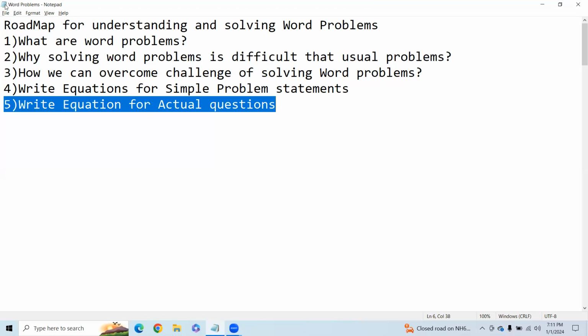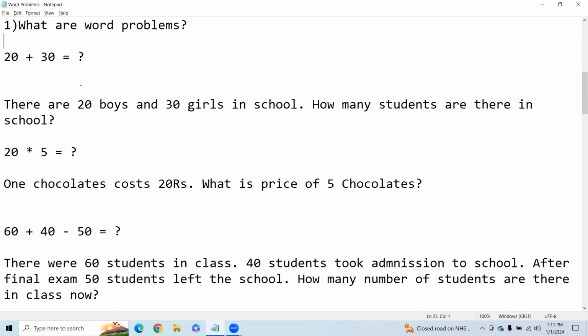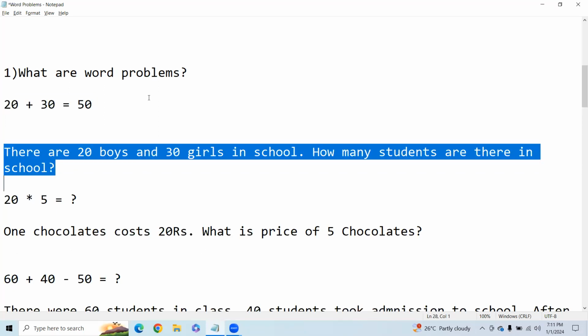Let's see what word problems are. If you look at the first thing, 20 plus 30. How much is 20 plus 30? You straightforwardly add it and get the answer 50. This is what we call a normal problem. This is not a word problem. You don't have any words specified over here. Let's look at the respective word problem for it.